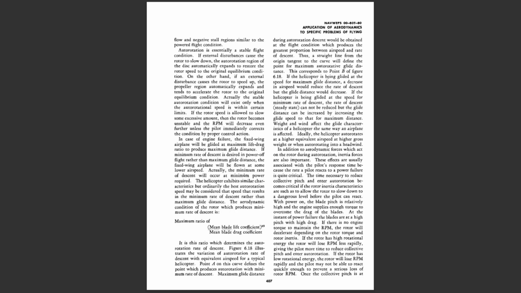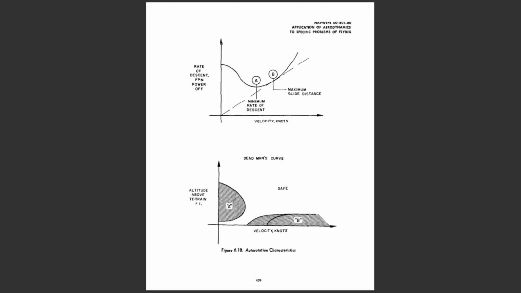The aerodynamic condition of the rotor which produces minimum rate of descent is the maximum ratio of mean blade lift coefficient raised to 3/2 over mean blade drag coefficient. It is this ratio which determines the autorotation rate of descent. Figure 6.18 illustrates the variation of autorotation rate of descent with equivalent airspeed for a typical helicopter. Point A on this curve defines the point which produces autorotation with minimum rate of descent.